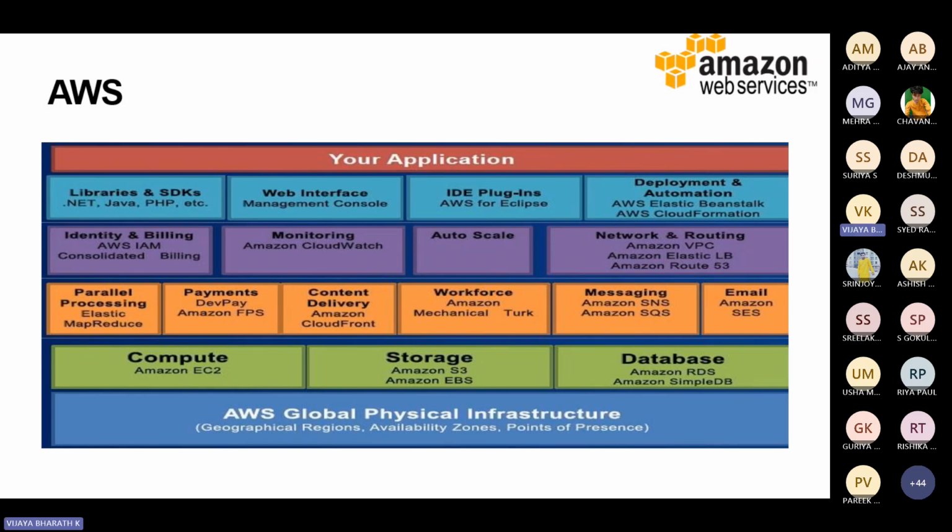There are also payment gateways, even more services Amazon has provided. Okay, so for content delivery, we have seen CloudFront. For workflows, you have Amazon's Mechanical Turk. Next, for messaging you also have notification services. SNS is Simple Notification Service, and SQS is Simple Queuing Service. Even email services are also provided.